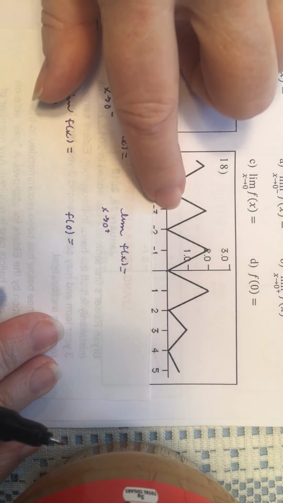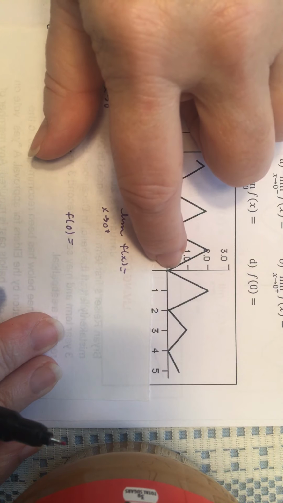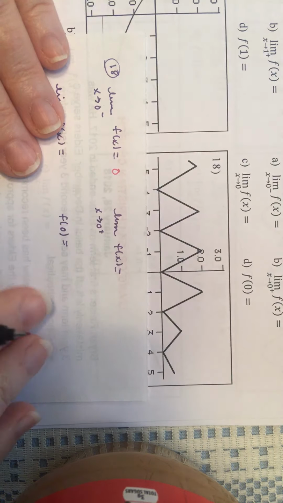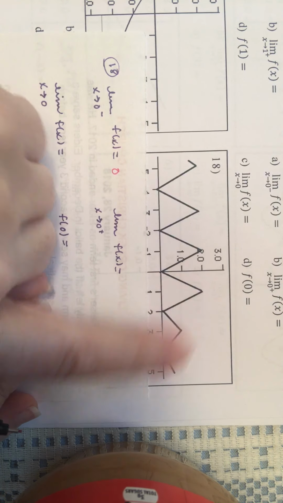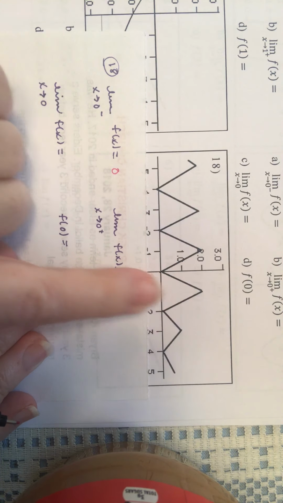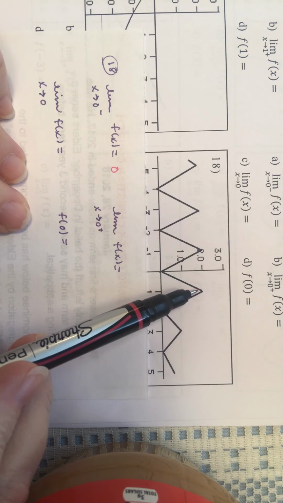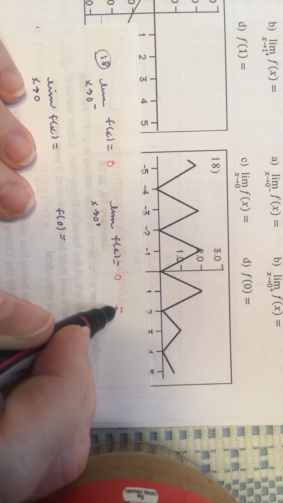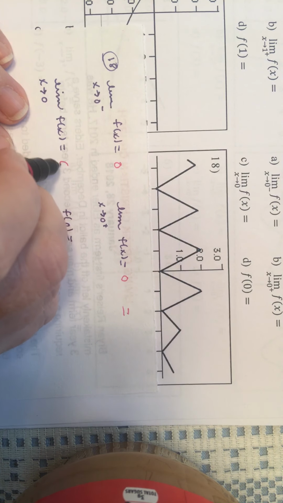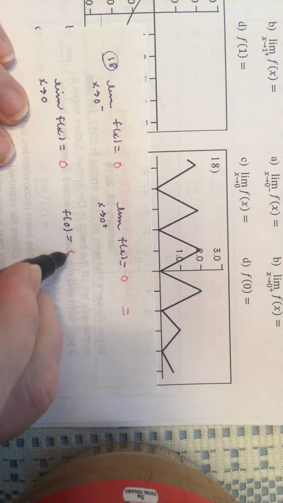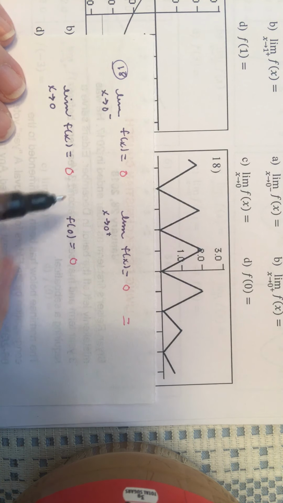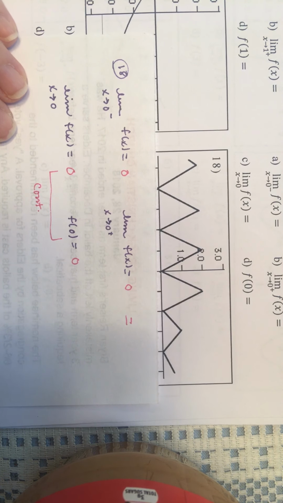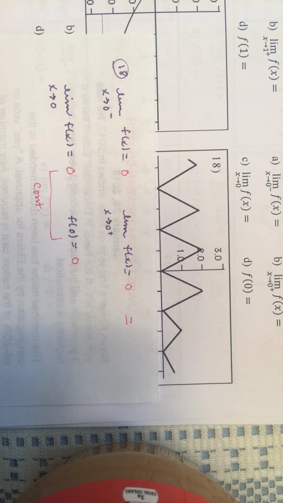As my x's approach from the left, they're getting closer and closer to 0, and my y's are approaching 0. From the right side, as the x's are approaching from above, my y's are approaching 0. So these are equal, the limit exists, it's 0, and the function value is 0. When these are all equal, we say that the function is continuous.